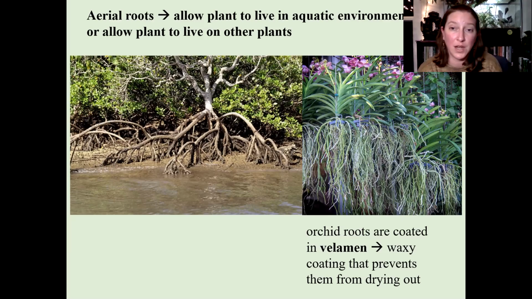So if you've ever bought an orchid at your grocery store or at Home Depot, and you saw the roots looked very white and almost fake, that's because they're coated with this substance called velamen that the roots make to protect them from drying out.